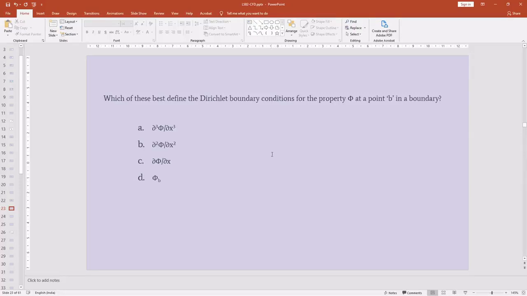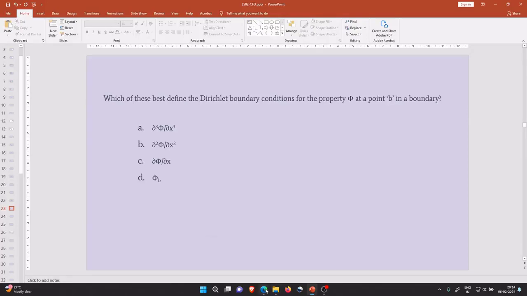Our next question is, which of these best defines Dirichlet boundary conditions of a property phi at a point B in a boundary? Can you answer?